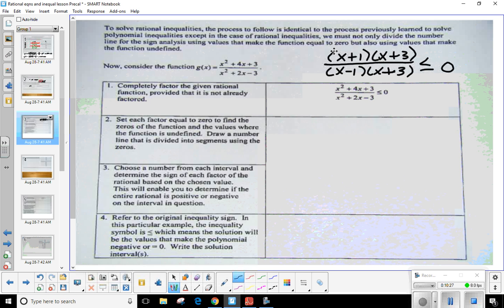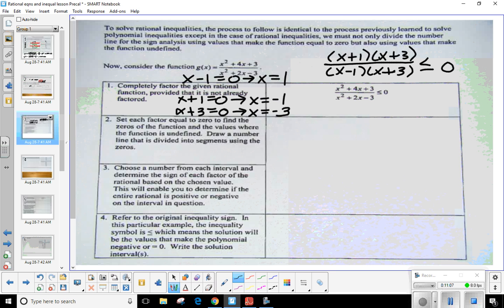I'm going to take every group factor that I see, and I'm going to set it equal to 0. Okay? So X plus 1 is equal to 0. This tells me X equals negative 1. X plus 3 is equal to 0. This tells me X equals negative 3. What's the only group left? X minus 1. So if X minus 1 is equal to 0, then this tells me X is equal to 1. These values are very important to me. These are values that make both the numerator and the denominator 0. So that's what's going to go on my number line.